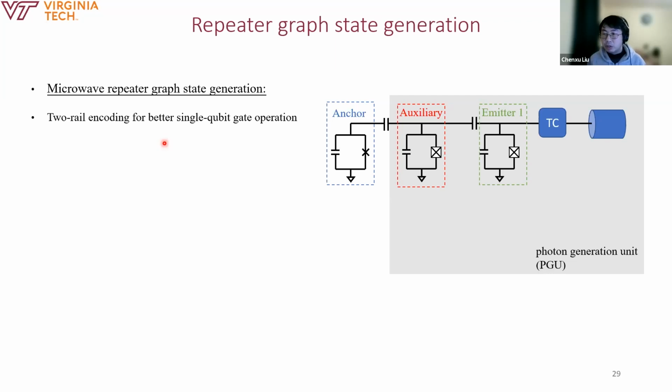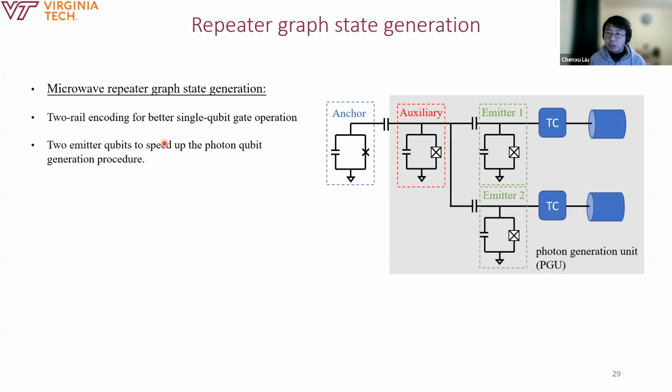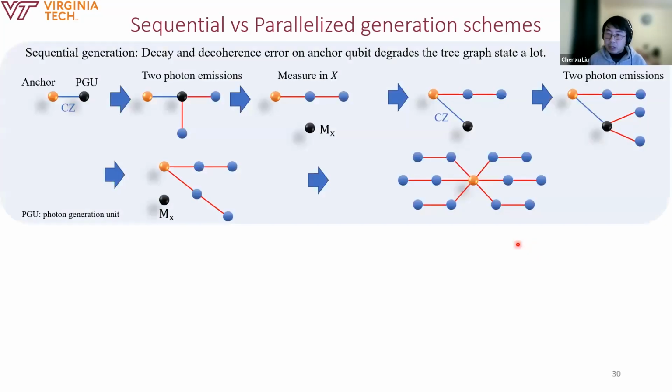So as the microwave photon emission window is usually much longer than the 2-qubit gate time between the transmon qubits, in order to speed up the photon generation process, we propose to use a second transmon qubit that serves as an additional emitter to speed up the photon qubit generation scheme. But if we just follow the quantum dot protocol where the 6 photon branches are generated sequentially, the decay and decoherence error on this anchor qubit will dominate. To get a better graph state, we need to reduce the error coming from this anchor qubit while it is waiting for all the 6 branches to be generated.